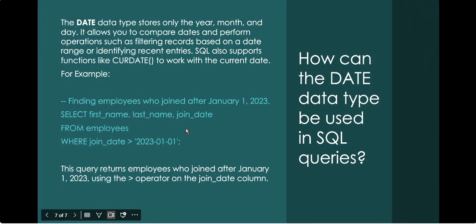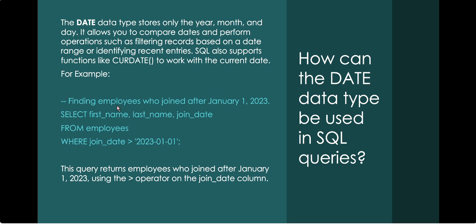Let's move to the next section, which is data types used in SQL. We have already seen the different data types in SQL. One of them is the date data type. The date data type stores only the year, month, and day of a date, and it allows you to compare dates and perform operations such as filtering records based on a date range or identifying recent entries. SQL also supports functions like current date to work with the current date. And here is the sample query we will be trying now.